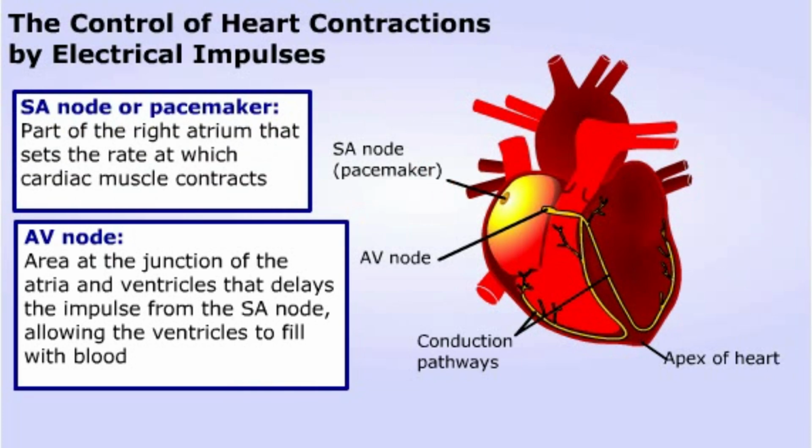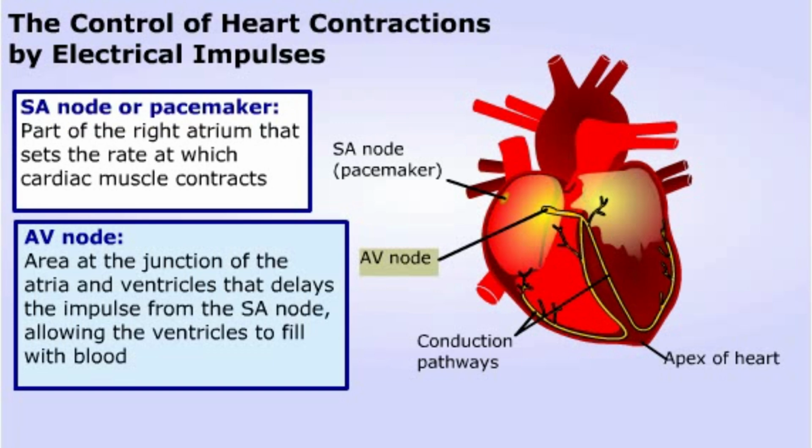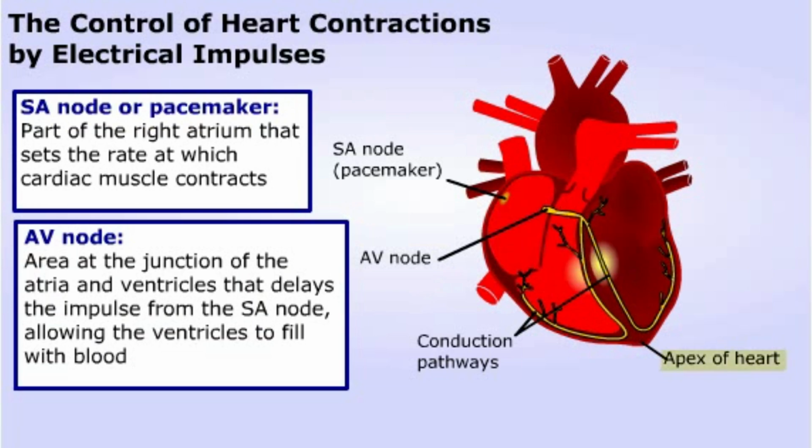Instead, they move to a second node called the AV node at the junction of the atria and the ventricles. Here the impulses are delayed for about 1/10 of a second, enabling the ventricles to fill with blood. The impulses then shoot down to the apex of the heart via a series of specialized muscle fibers that form a conduction pathway, and the impulses then spread over the ventricles from the apex back toward the ventricles.